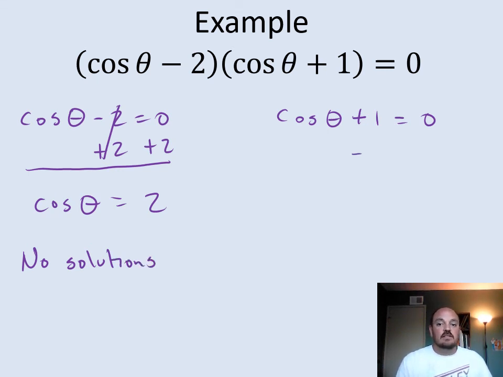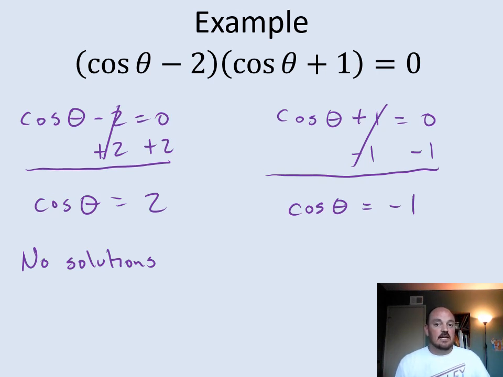Now the other one, if I subtract 1 from both sides, I actually am going to get an answer for it, because there is a place on the unit circle where cosine theta is negative 1, and that would be directly to the left, that would be pi. So I only get one answer this time, and it's theta equals pi.